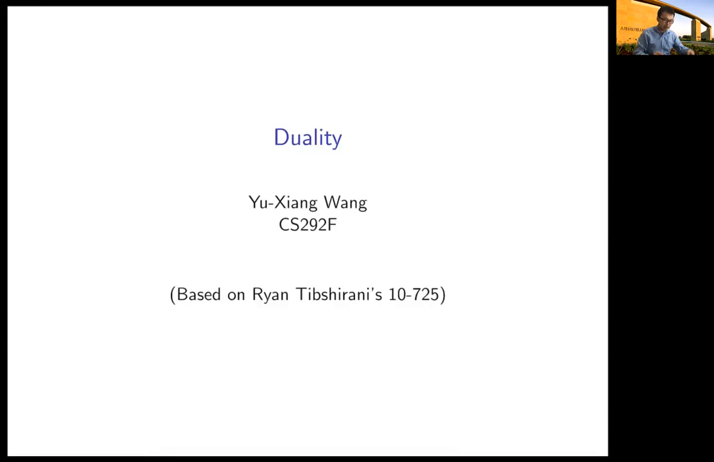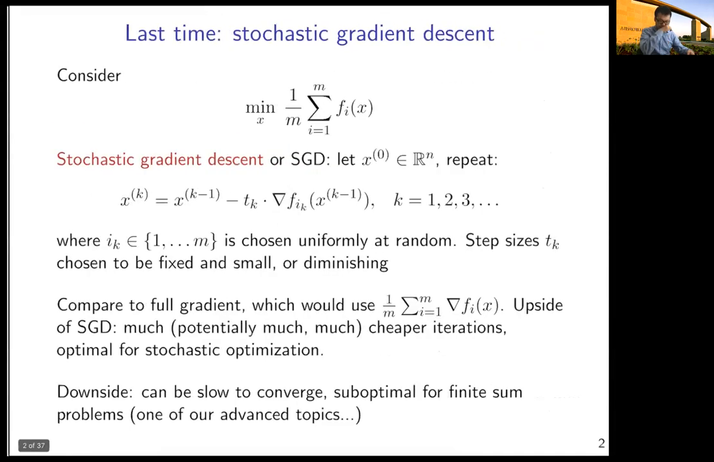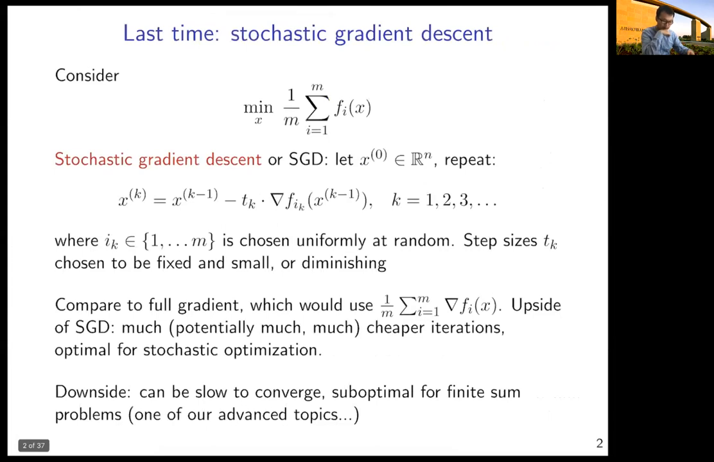So this is the 9th lecture of this class. Today we're finally moving to talk about a connection between optimization problems in terms of duality. Okay, so this is a very elegant part of convex analysis and convex optimization. So let's look forward to it. So, quick recap of last time.